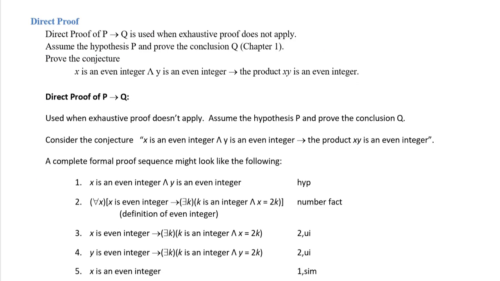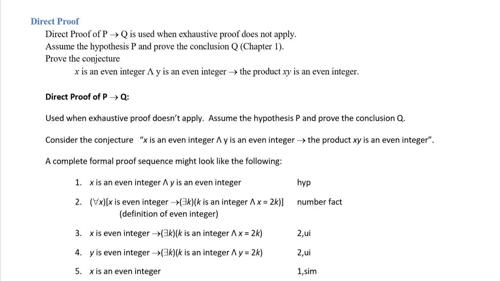So we've seen some of this direct proof in the past. A direct proof of P implies Q is used when exhaustive proof does not apply. When you cannot check every member of the domain, then you're going to use direct proof. So what does it mean? You assume the hypothesis P is true and you prove the conclusion from the hypothesis. So that's what we've seen in all of chapter 1.